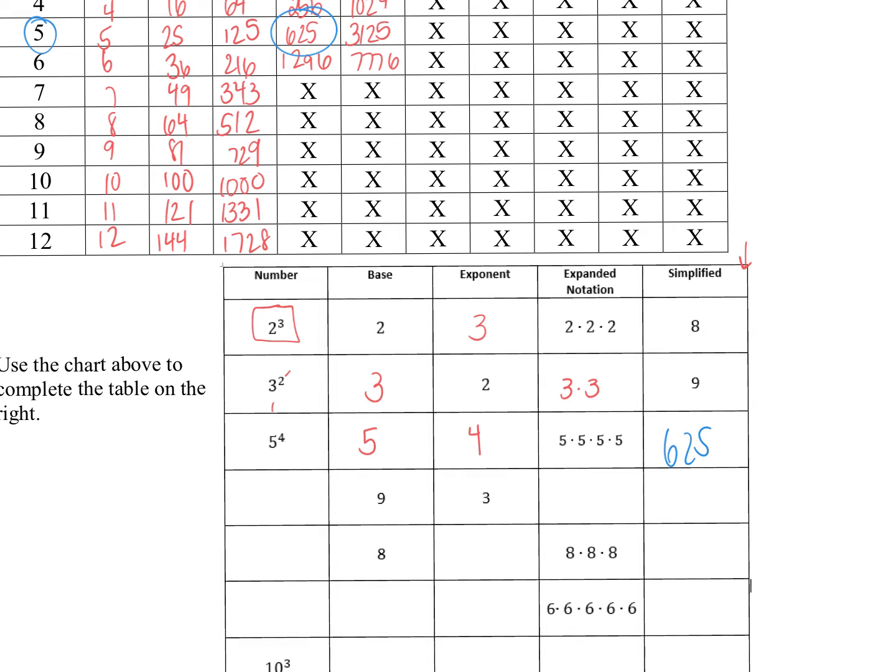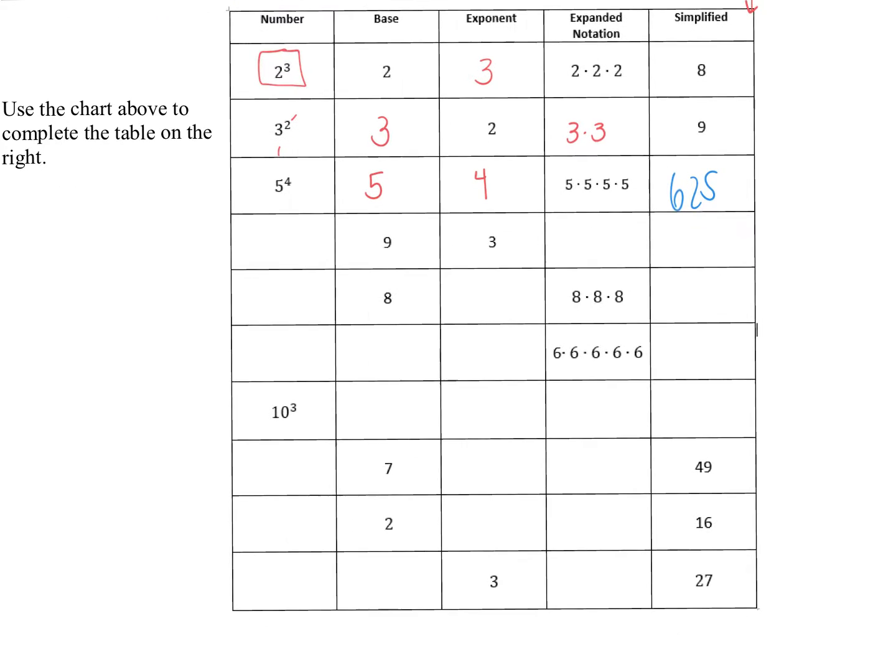Okay, so pause this video again. Go ahead and fill the rest out. All right, now that you are back, I'm going to go ahead and fill it in for you, okay? So this would have been 9 cubed. I'm multiplying 9 three times, and you should have gotten 729. And then I have 8 cubed. My exponent is 3, multiplying 8 three times, I get 512.